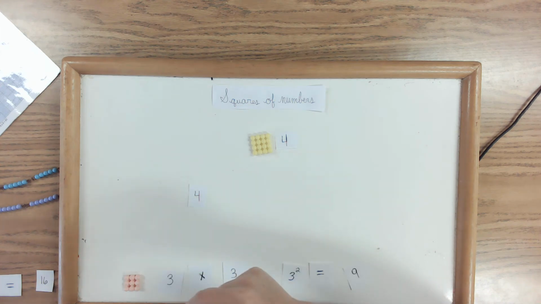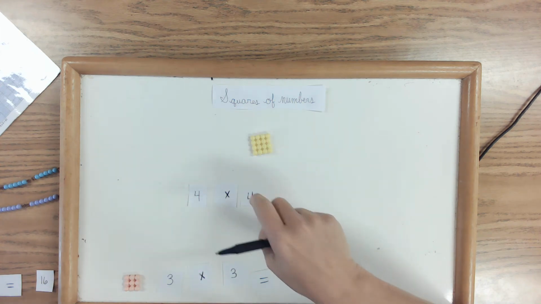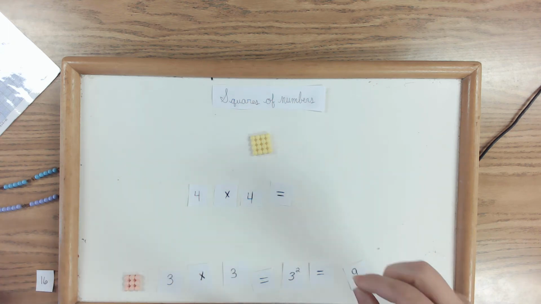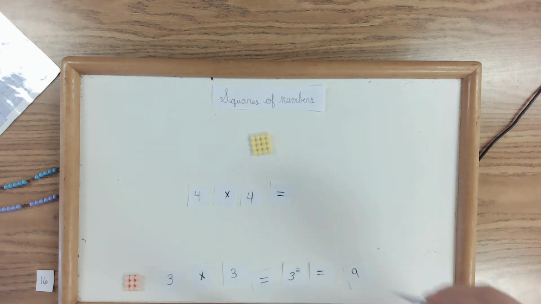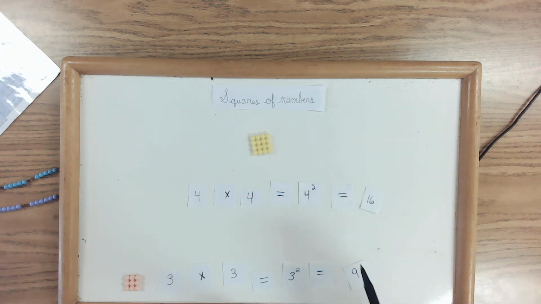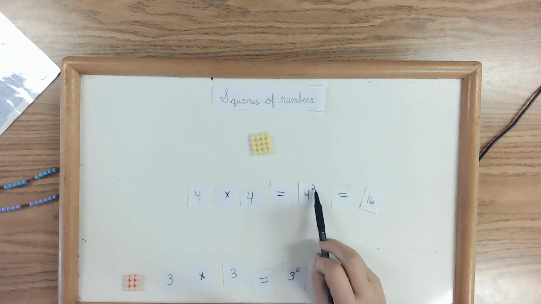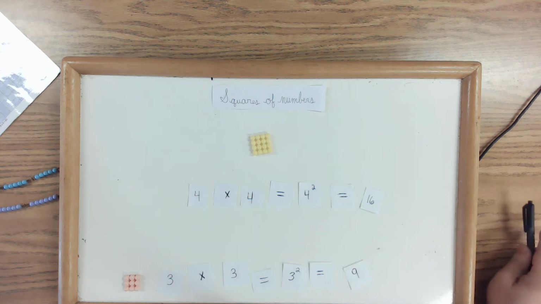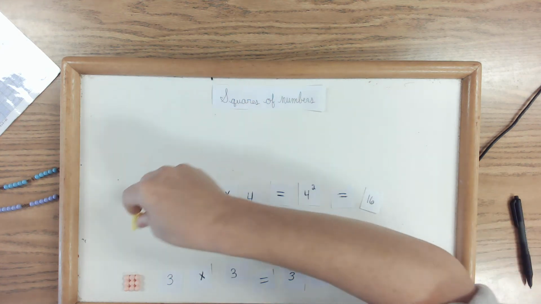So 4 times 4 is the same thing as saying 4 squared. And we know that 4 squared is 16, because 4 times 4 is 16. Again, 4 taken 2 times, not 4 times 2. 4 times 4 is 16. Let's do another one.